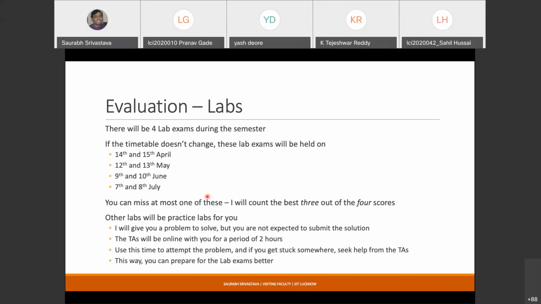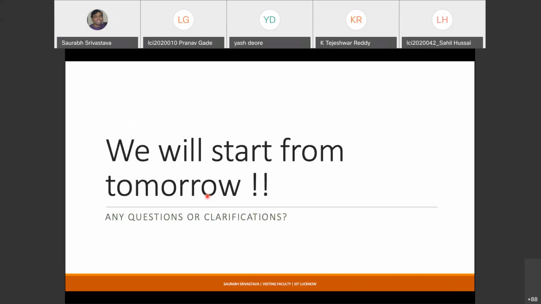It is akin to some kind of a homework lab, where you try to solve a problem. If you get stuck, you ask your TA. The TA will help you out. It's not an exam. It's for your practice. So this is the idea of evaluation for labs. We will start from tomorrow. If you guys have any questions, you can ask, but before you have any questions, let me just show you. Actually, please ask your questions first, and then we'll come back.